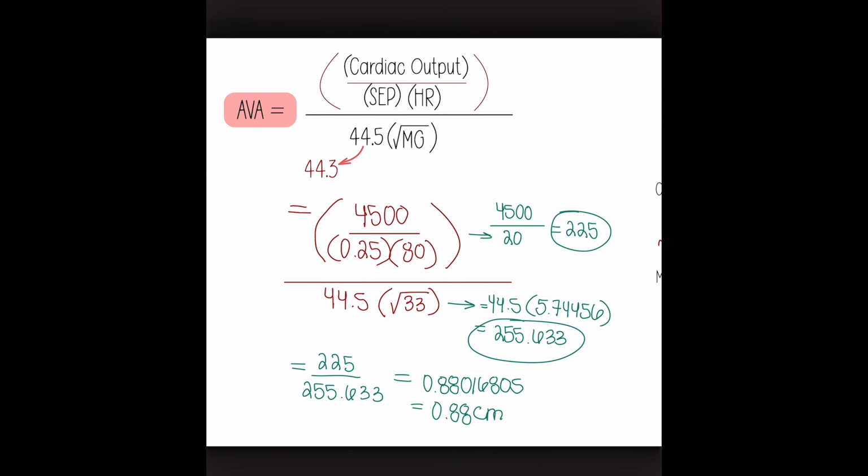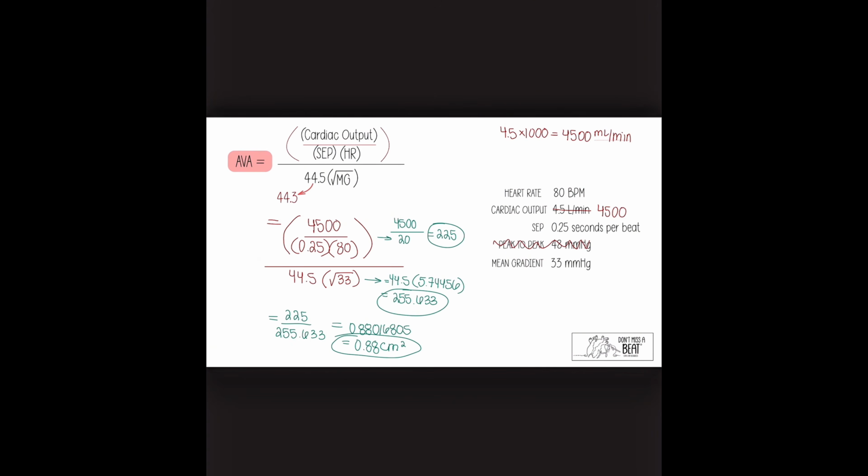So that's 0.88 centimeter squared. Your normal aortic valve area is 3 to 4 centimeters squared. We are calculating these on a stenotic patient, so you're probably going to see something around 1.5 or less.